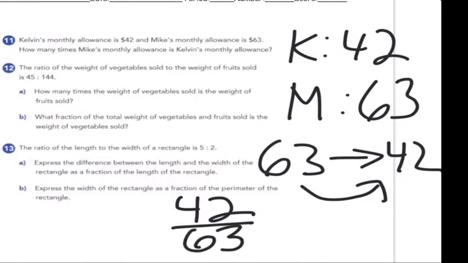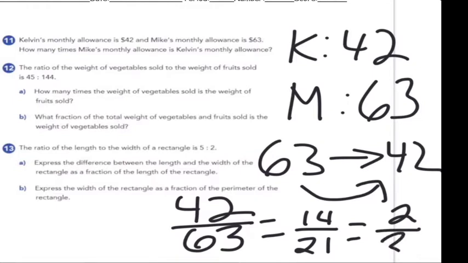Then I can simplify this because I know I could divide each by 3. So it'd be 14 over, and I divide 63 by 3, and that would be 21. Now I look at both of these and I could divide each one by 7. If I divide each one by 7, it's going to be 2 over 3. So it's 2 to 3. So Mike's allowance is 2 to 3 of Kelvin's monthly allowance.